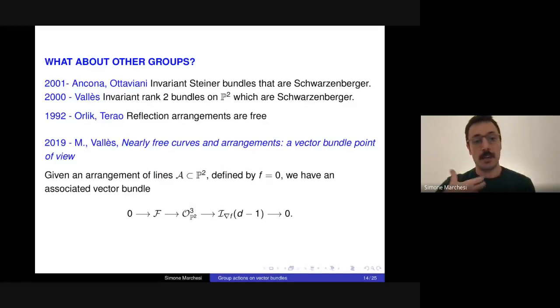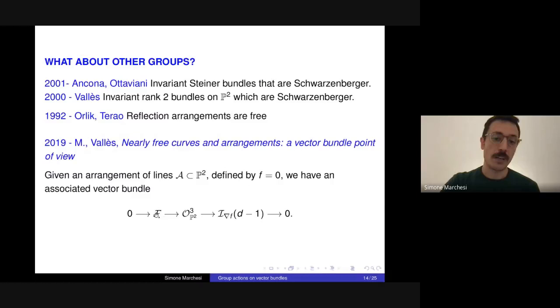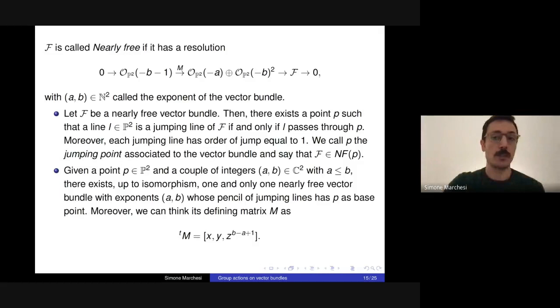We have an arrangement of lines. We have a finite number of lines in the projective plane that are defined by a homogeneous equation, which I denote by F. And to an arrangement of lines, we can associate a reflexive sheaf, which is given by the kernel of the Jacobian matrix, basically. This is a matrix given by all the three partial derivatives, okay? And in particular, a concept which was introduced by Dimca and Sticlaru is the concept of a nearly free arrangement, or nearly free vector bundle. Here we are on P2, so a reflexive sheaf is a vector bundle. A nearly free vector bundle is given by this resolution.